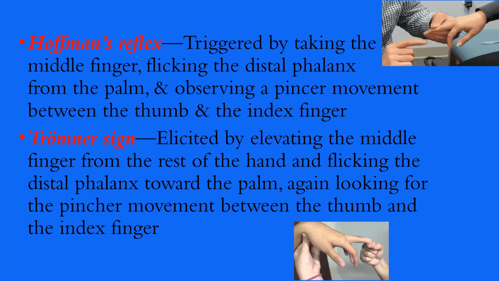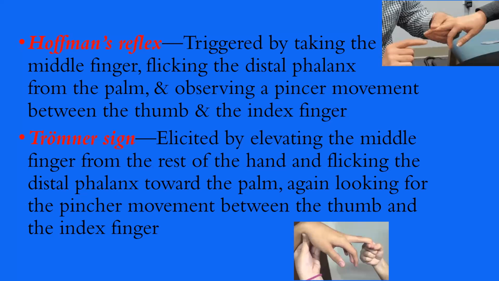This is as is shown in the photograph above. In other words, you flick at the middle finger. As a result, if you have a cervical myelopathy, what will happen is that this will create an opposition between the thumb and the index or middle finger.